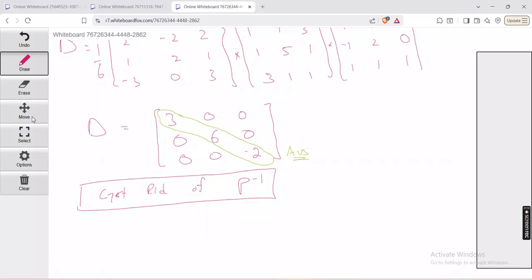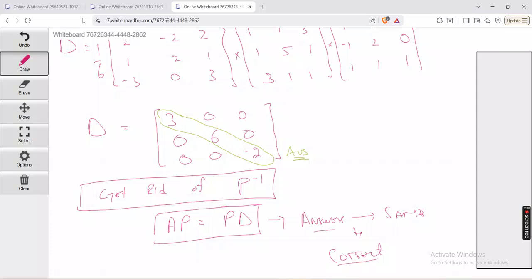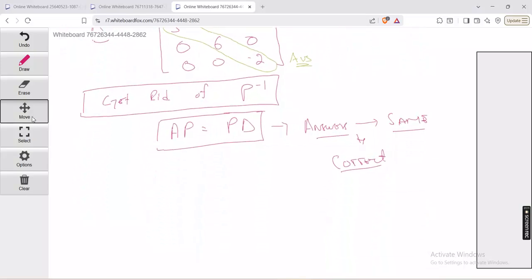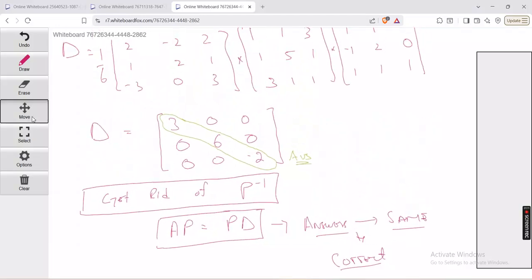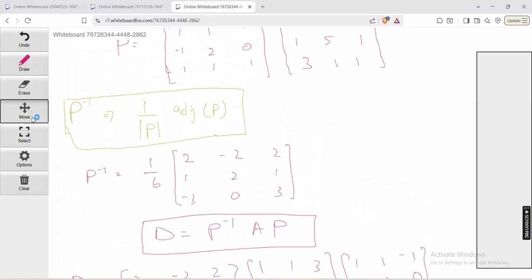So in the book it is also mentioned that AP is equal to PD if their answers are the same. So it means your D is correct. So how will you write D then? Before, here you wrote D. Now you will be thinking that how can I get D, because for D I need to solve by the inverse method. Now how will you get D? You have to come here.